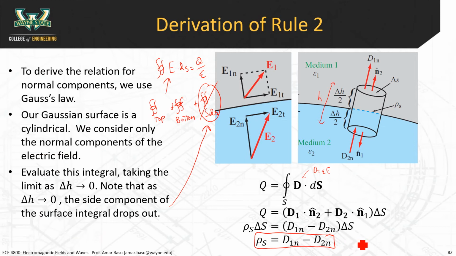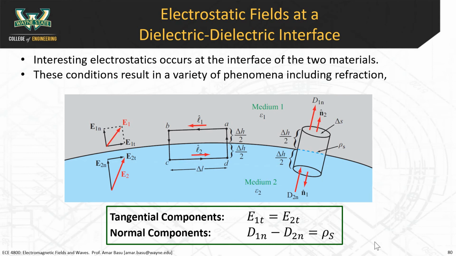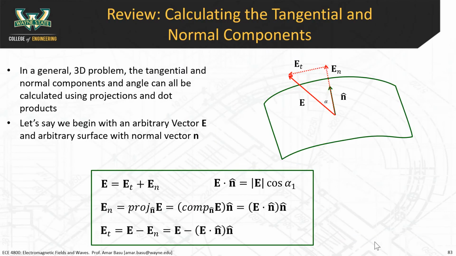Another way you can write this, if you want to write this in terms of the electric field, you can say epsilon 1 E1n minus epsilon 2 E2n. This is equal to rho sub s. So both of these forms are equal and valid, right? Because D is equal to epsilon E. So those two rules you're going to use quite a bit when you're looking at fields and interfaces.